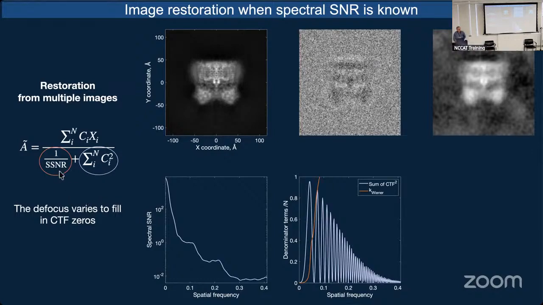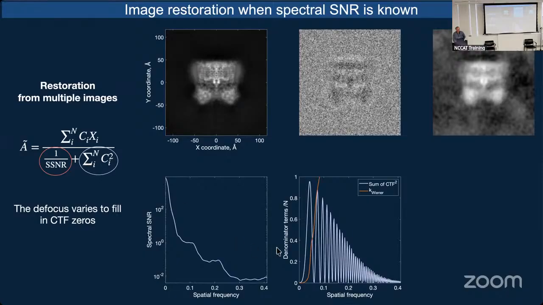Okay, so what I want to do is look at the behavior in the denominator here. And this is what the spectral signal to noise ratio is. I know that a priori, so I can do this. If I don't know this beforehand, then it's trickier. But let's assume that we know the spectral signal to noise ratio. Then I'm going to compare this term, which is the sum of the CTFs, with this term, which is the so-called regularization term.